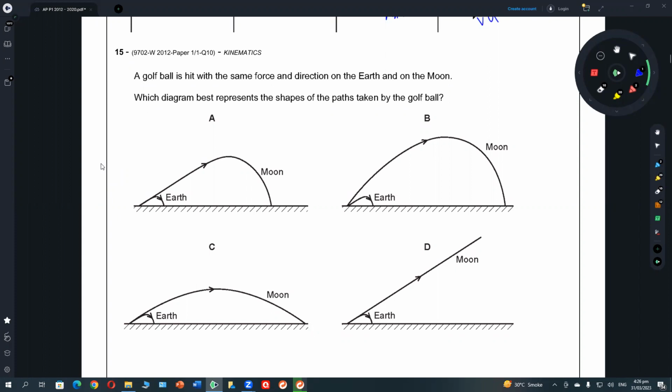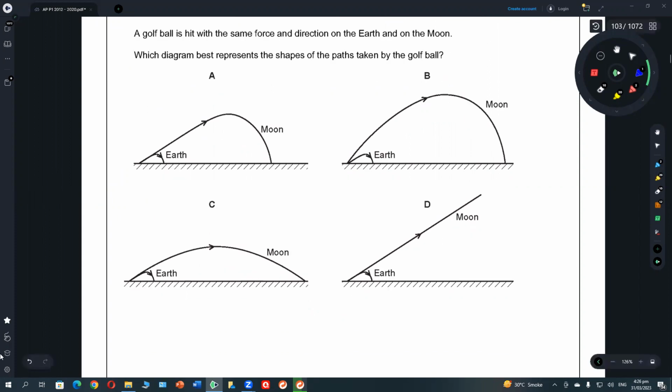So D will be wrong because it shows a straight line, because it means that the ball will never come back. So that is right. You're perfectly right. This is wrong. Now, the point is, they always leave a track.